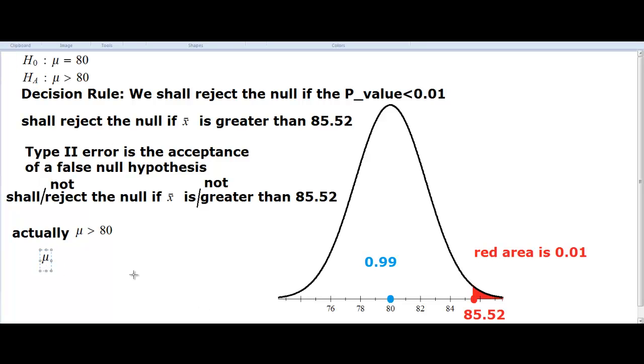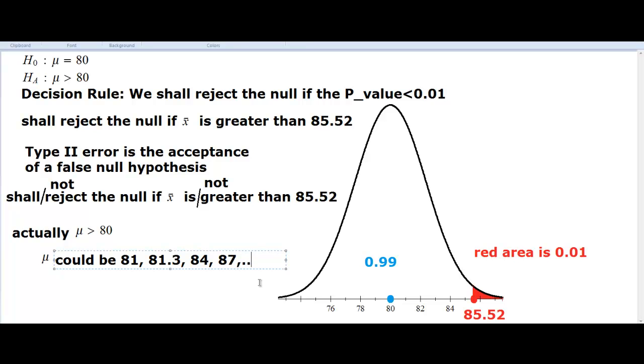So now this could be wrong in many ways. That is, mu could be, say, 81, could be 81.3, could be 84. There are many values. Any value greater than 80 makes a case against the null. All right. So our probability of committing a type 2 error will depend on what the actual value of mu is.